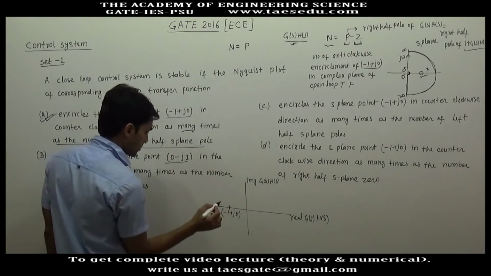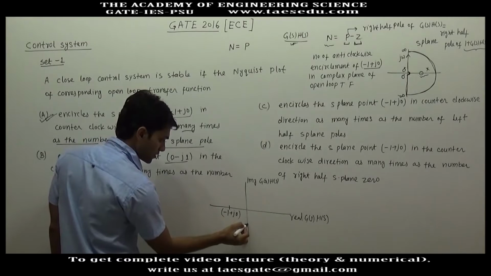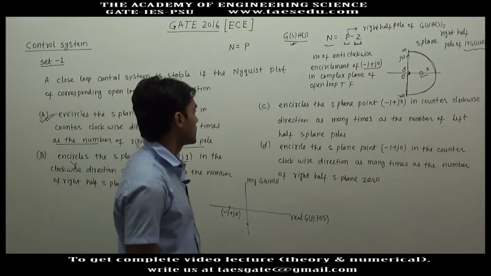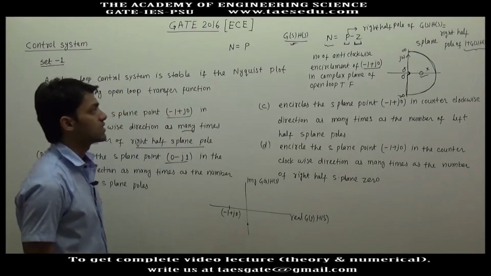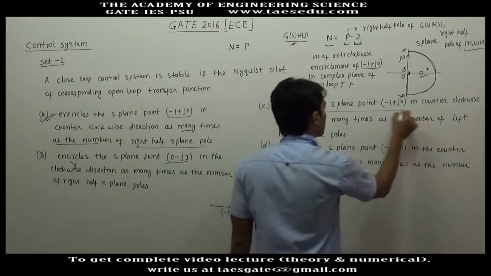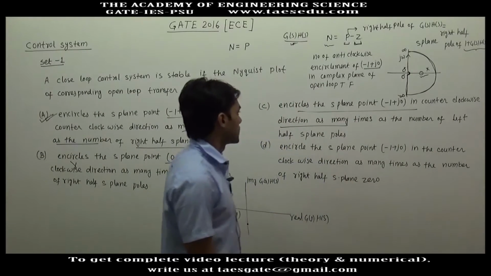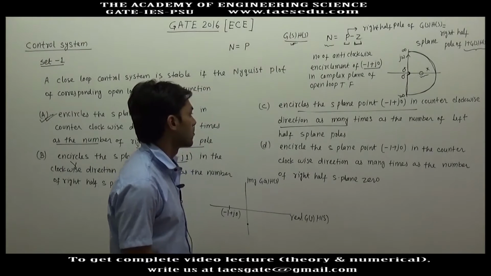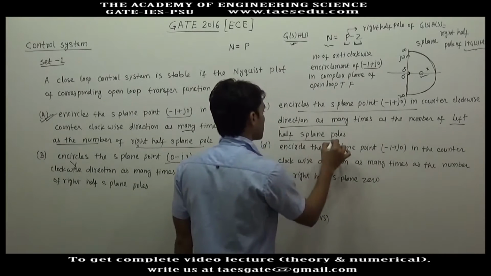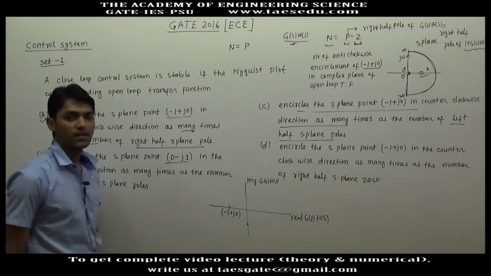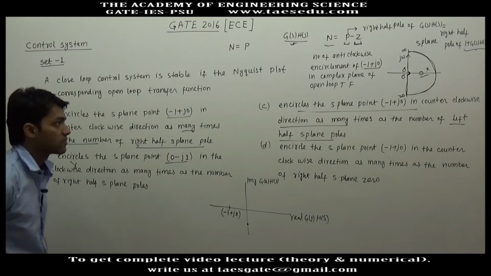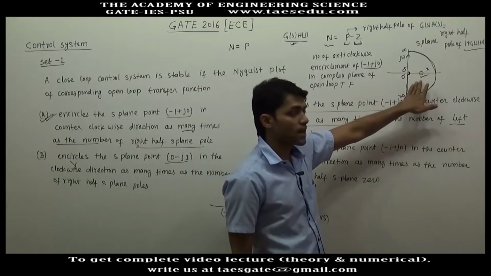This option talks about this point, so we are not interested in this point. This option will be wrong. In option C it says encircle the S plane point -1 plus J0 in the counterclockwise direction. Up to here the statement looks good, as many times as the number of left half S plane poles. Here this option talks about left half S plane poles. We are not interested in left half S plane poles because while making the Nyquist plot we cover the entire right half of S plane.